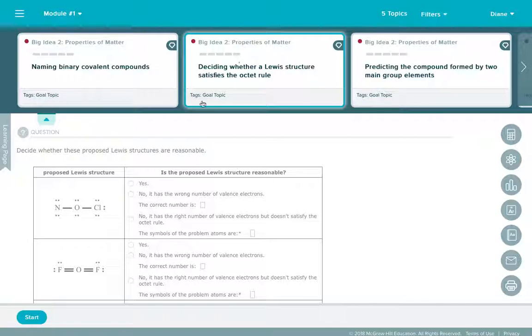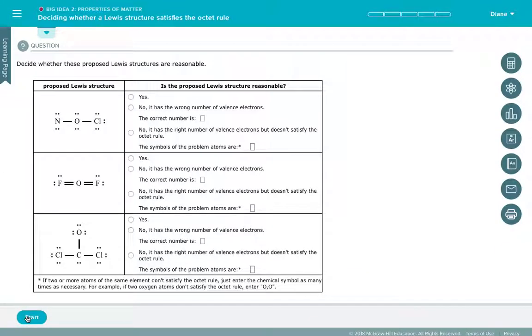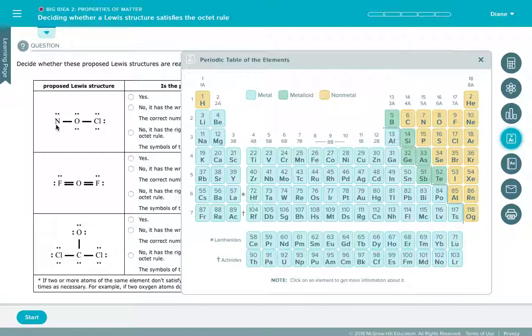Next one, whether a Lewis structure satisfies the octet rule. So when you satisfy the octet rule, you have to check two things. You have to check that you have the right number of electrons, and you have to check that those electrons are arranged so each atom has 8 electrons around it, unless it's hydrogen that only wants 2. So you might find it handy to look at your periodic table. Nitrogen is in the 5th group here, 5A. It has 5 valence electrons. Oxygen has 6, chlorine has 7.